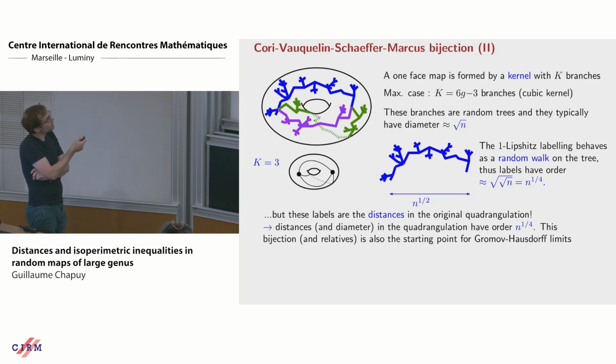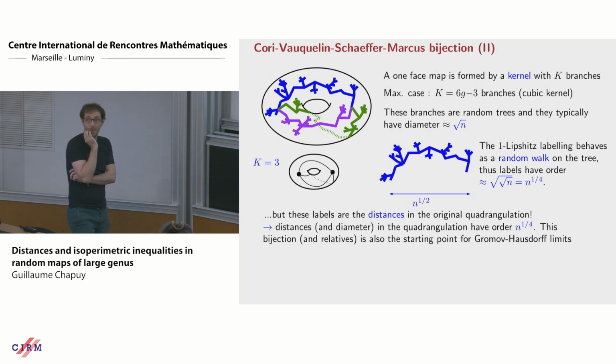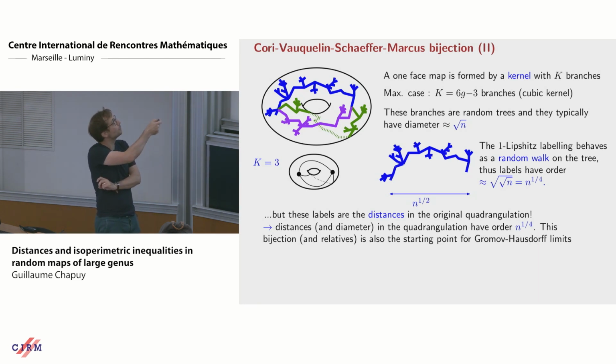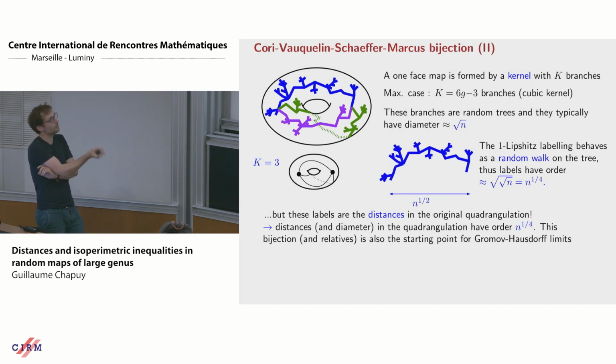And these bijections and variants are also the starting point for all the people who do Gromov-Hausdorff limits of maps. Okay, so in the end, it's much more complicated, but you look at this from very far away, you try to understand what happens when you do the reverse bijections that I did not show you. And if you're good enough, you manage to show convergence to the Brownian map.